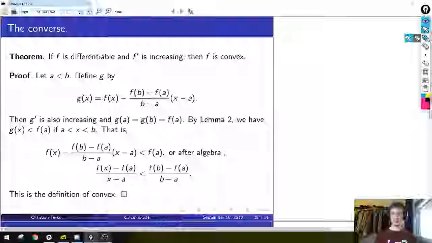Okay, was the algebra too fast? Should I go through those couple steps? I think I understand the steps. Okay, good. All right, good. So we proved it.